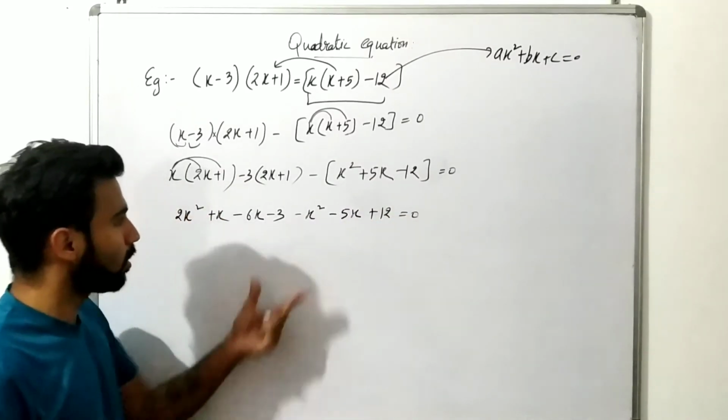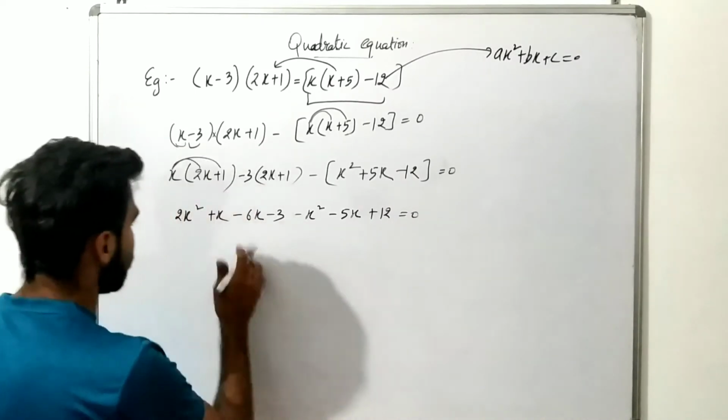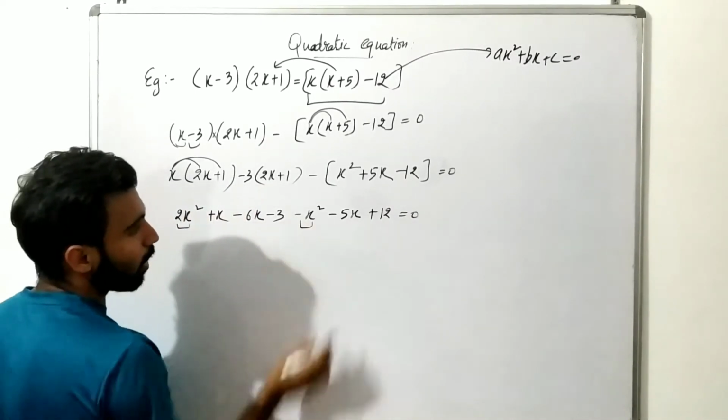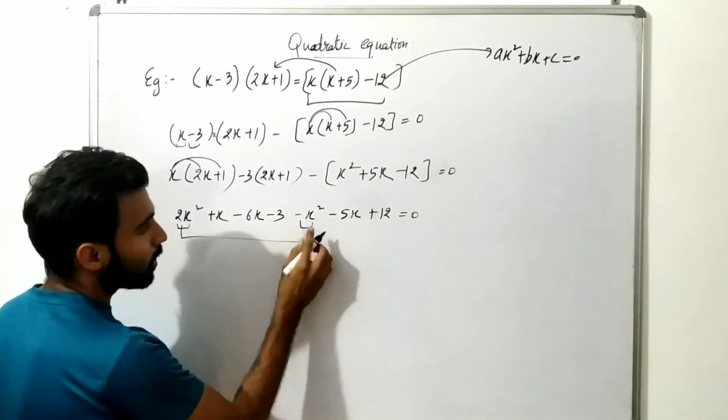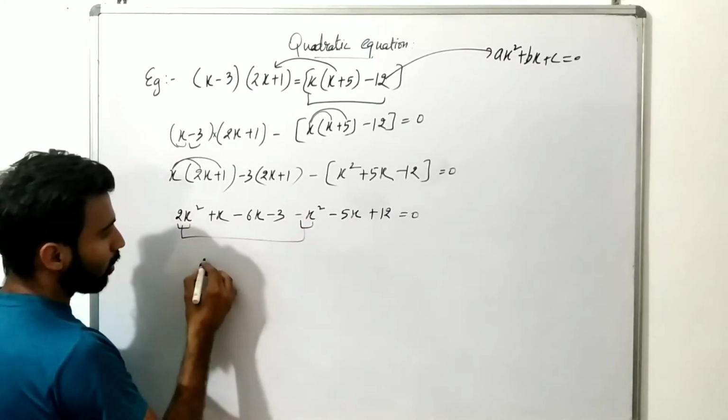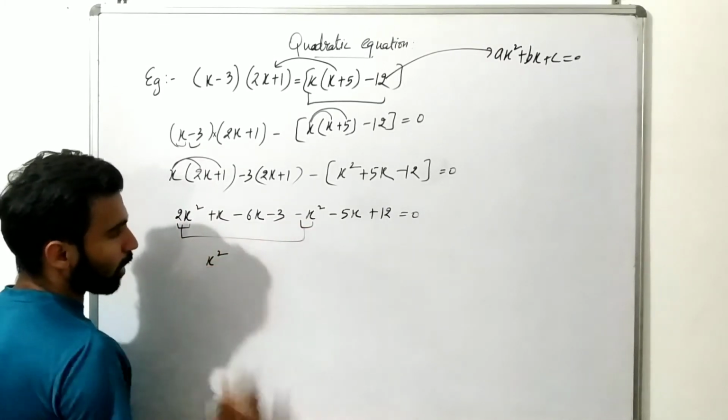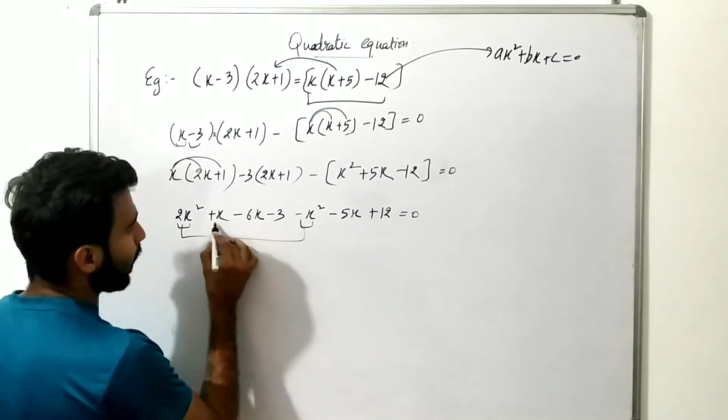Now I have to find the like terms here. I can see that 2x square and x square are the like terms. Now I have to subtract this x square from 2x square. The resultant will be x square. Now I have to find the x terms here.